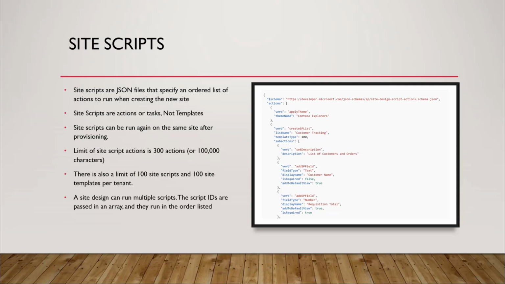There is also a limit on the number of scripts you can run. You can run 100 site scripts and 100 site designs per tenant. And also a site design can run multiple scripts. For example, if I have bifurcated it into different site scripts which perform different actions, I can pass them all in an array and run them in an ordered list. So that's about the site script. Hope everything is clear here. It's pretty much simple.